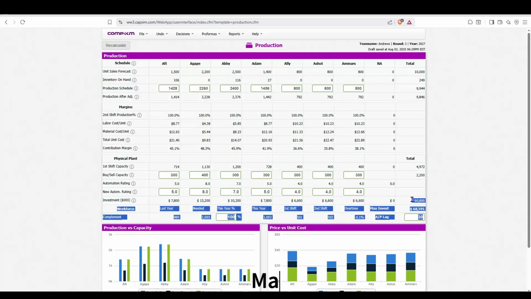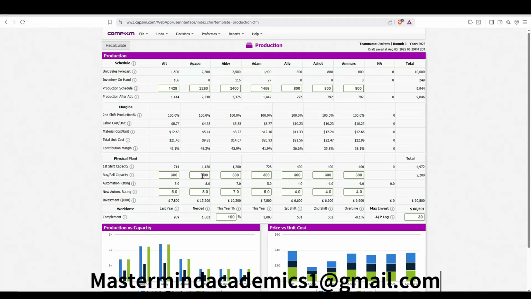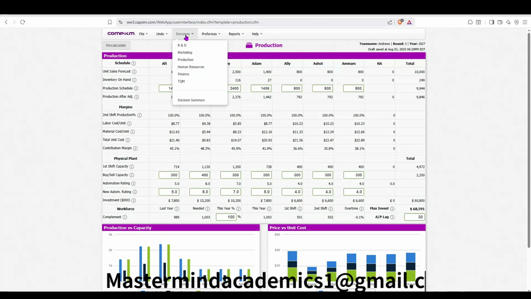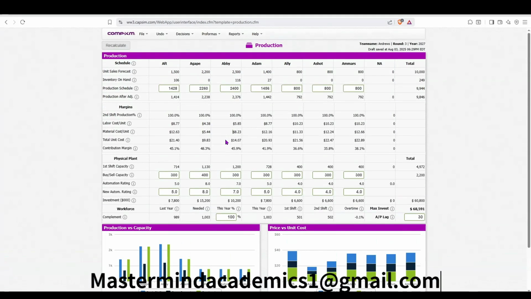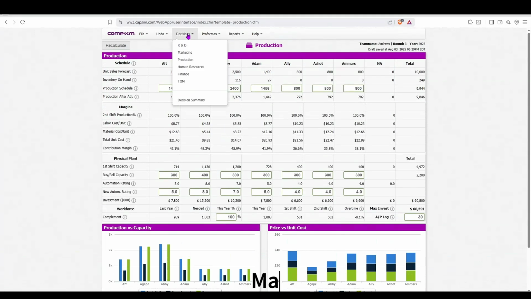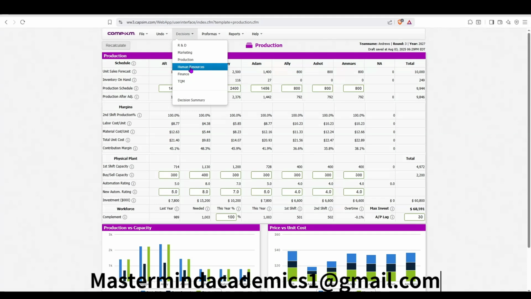This means that capacity at the moment is kind of expensive, so we need to buy more capacity so that we can produce more products. So if you need help in the R&D or the production department, remember again to text me on the email in the description, and I'll help you.